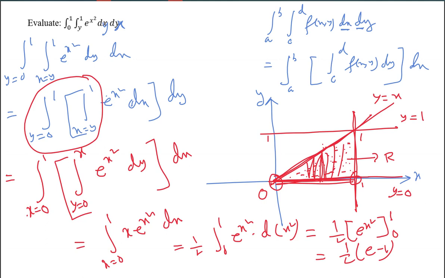Sir, actually, suppose instead of e to the power x square, there is something which can be integrated very easily, and we can integrate it without changing the order. So, will it be the same as changing the order? Means if we change the order, the value is the same, and if we don't change, the same value. You will get the same value.